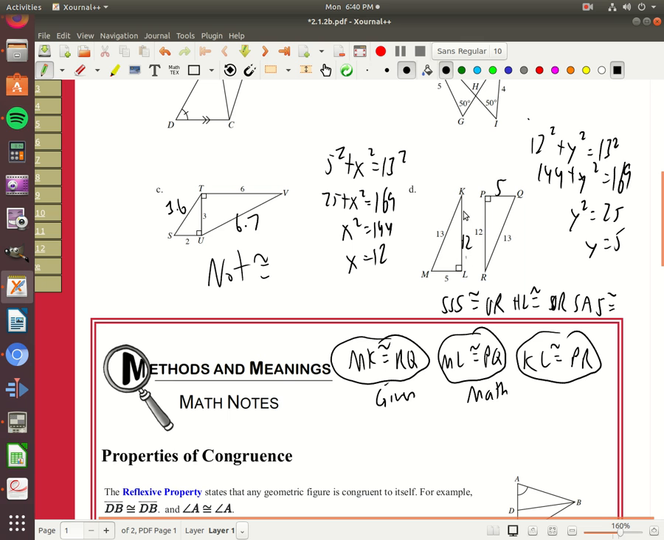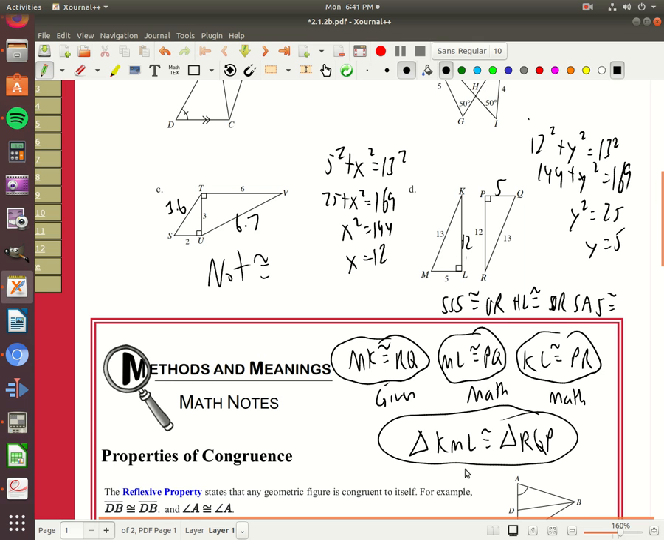Again, same thing. We knew this 12 here, but we had to use math to get this one, so we'll just say math again. And now I'm just going to finish up by saying triangle KML is congruent to triangle... K is across from the 5, so I'll go with the R is across from the 5. M is across from the 12, so I'll say the Q is across from the 12. And L is across from 13, so I'll go with P is across from the 13. And again, we will say that this is true because of side, side, side.